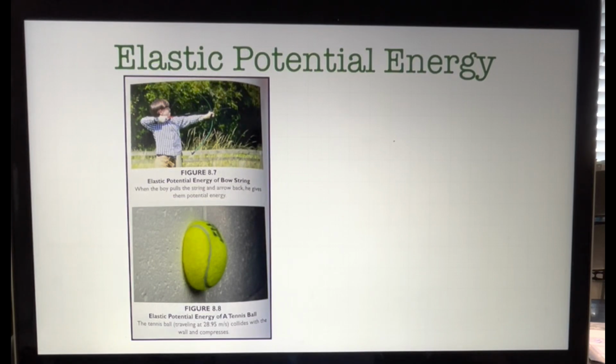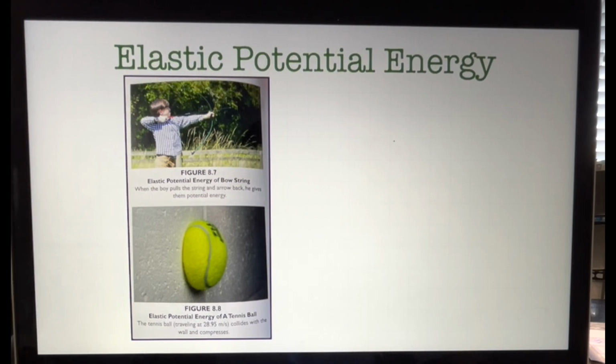You also add elastic potential energy to things such as springs when you compress them. Wind-up toys have a spring connected to the winder. As you turn the winder, the spring is compressed. Then when released, the spring returns to its original shape. As the spring unwinds, the potential energy is converted to kinetic energy, and then the toy moves.